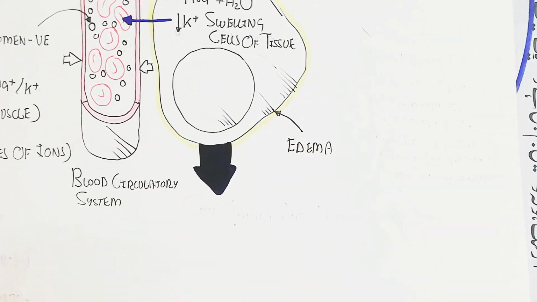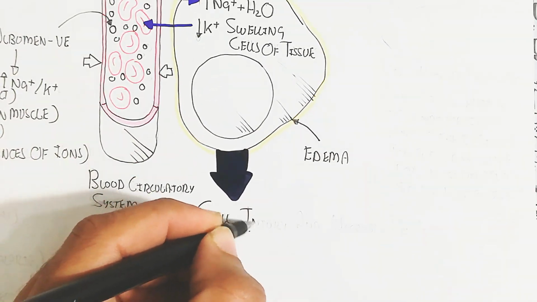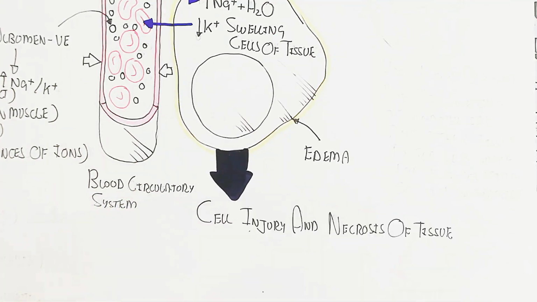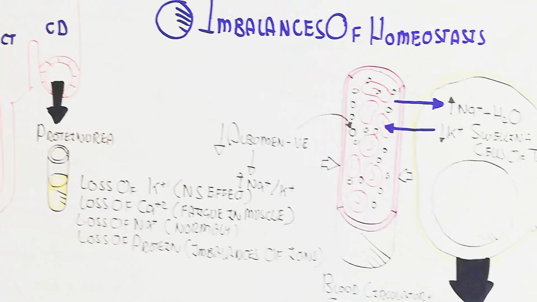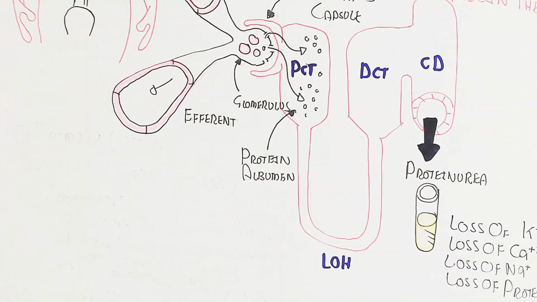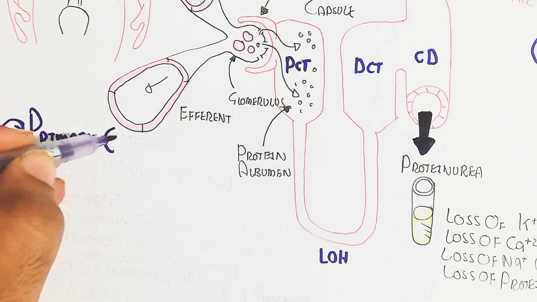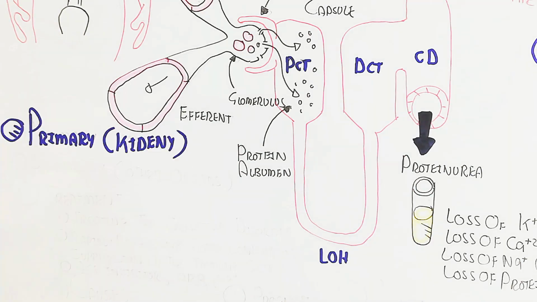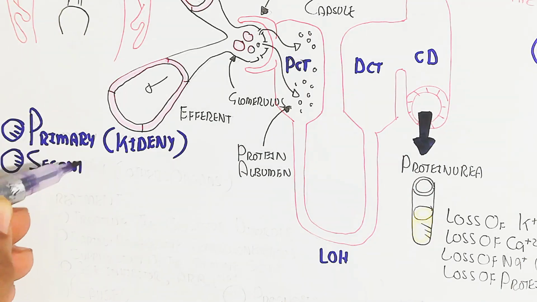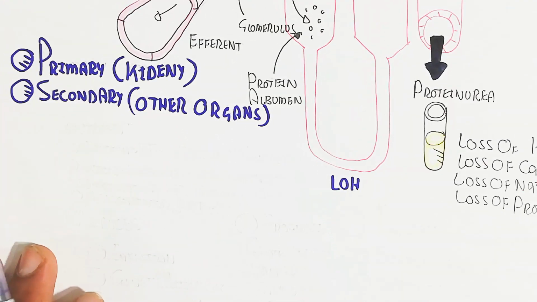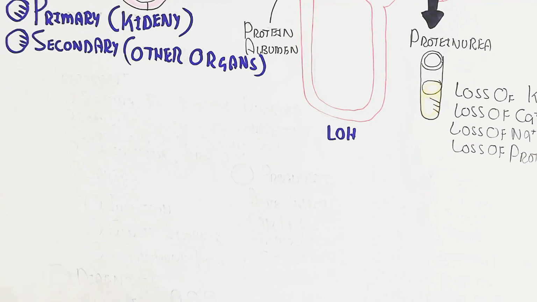Potassium decreases due to greater loss of potassium in the urine because reabsorption is impossible, and cell injury and necrosis of tissue will occur. The potassium is lost because reabsorption is impossible due to the pores, which cause more loss of potassium. The primary organ involved in glomerular nephritis is the kidney, while the secondary involvement is in other organs.